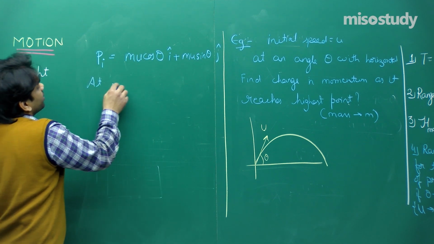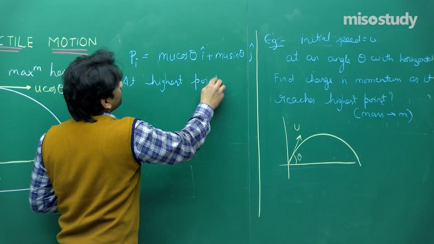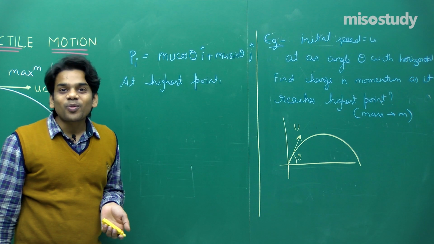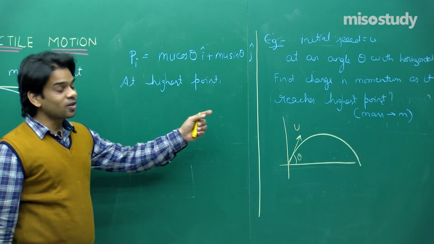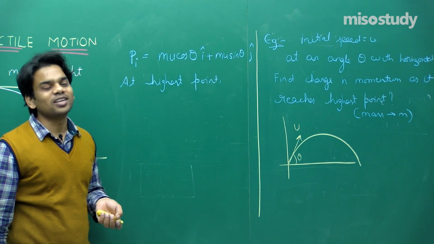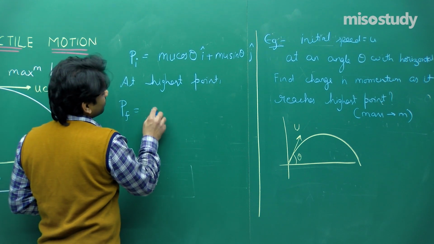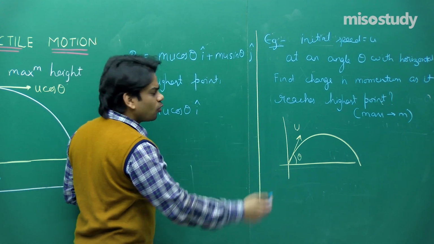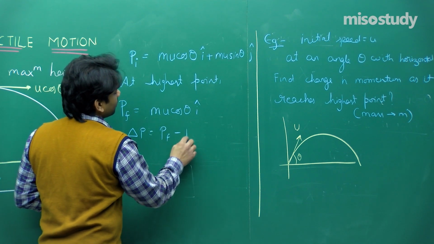At the highest point, how can we write the momentum? Now see, at the highest point, the vertical component of velocity will become 0, and the horizontal velocity will remain the same as u cos theta, because there is no acceleration acting along the horizontal direction. So at the highest point, the final momentum is mu cos theta i cap, with no vertical component. Therefore, the change in momentum delta p is equal to p final minus p initial.